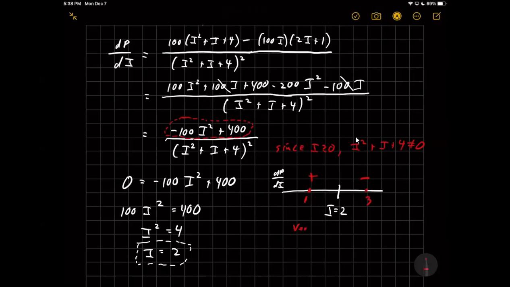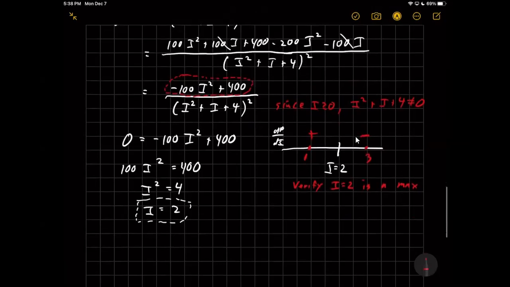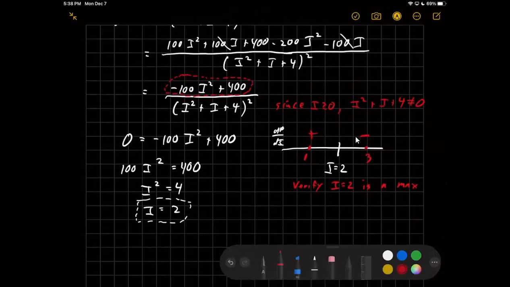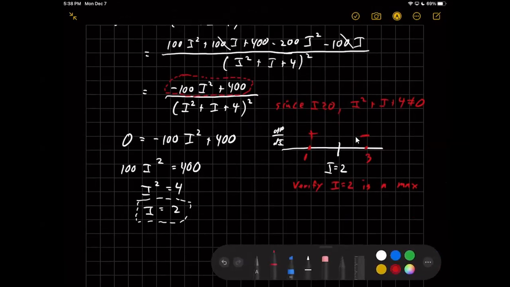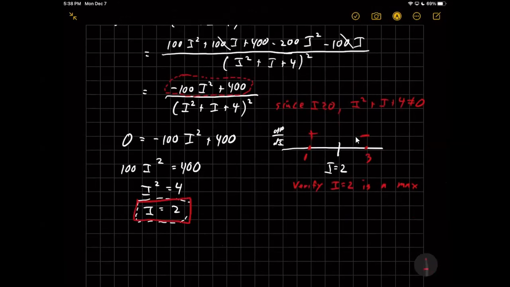So this verifies that I equals 2 is a maximum, okay? Because the derivative goes from positive to negative, the function must have switched from increasing to decreasing. Therefore, we did have a maximum. Okay, so I equals 2 is the answer. There's nothing else to find here. So we can just box in that when I equals 2, we will get the most photosynthesis possible. Okay, so after watching this, you should be able to do the first couple homework problems.